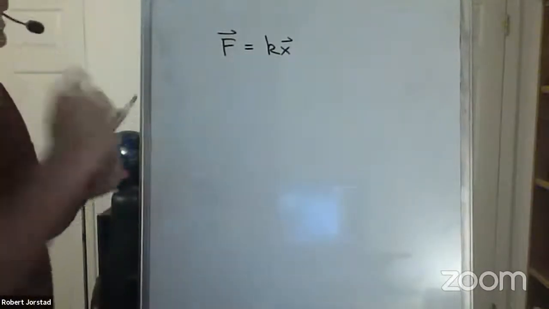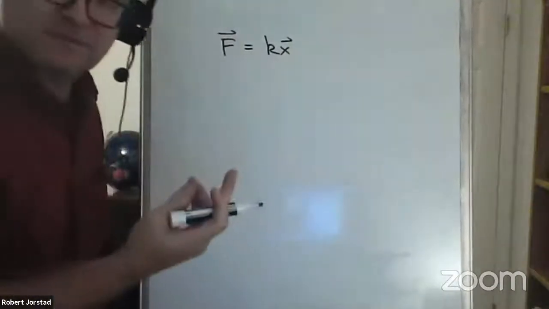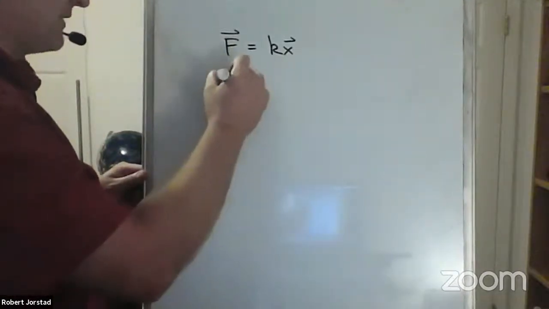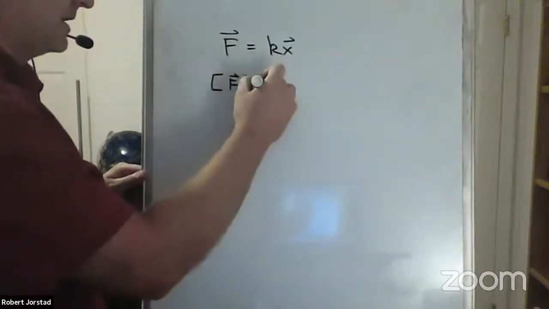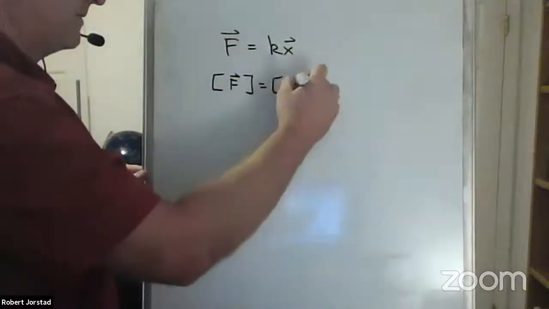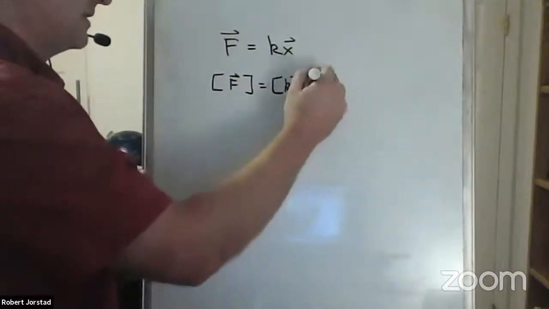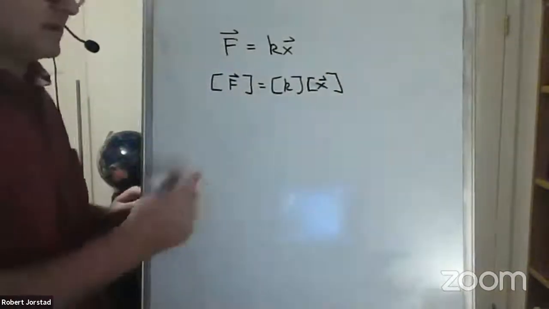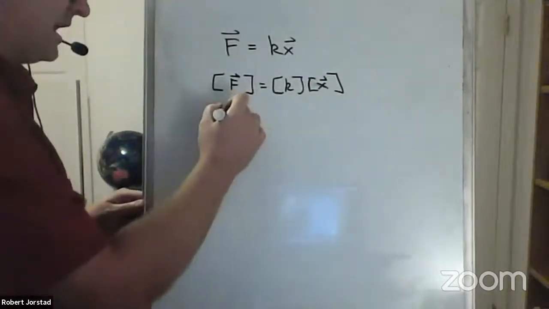All right. So in this case, we're supposed to first check the units. Well, the units of F equal the units of K times the units of X. So notice we're going to get the units of K.